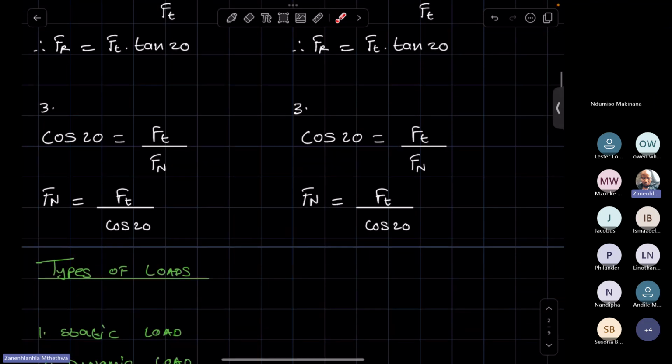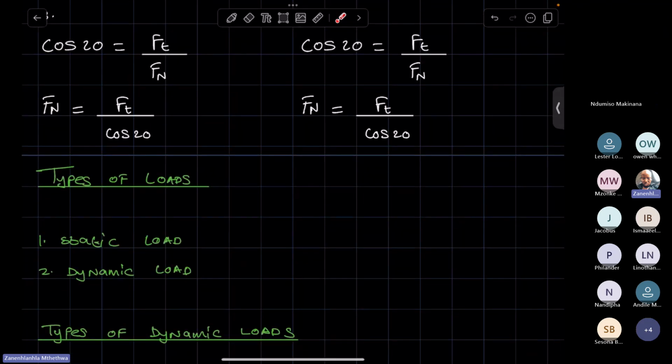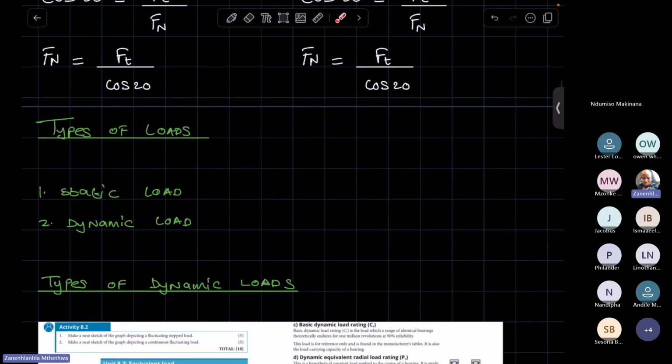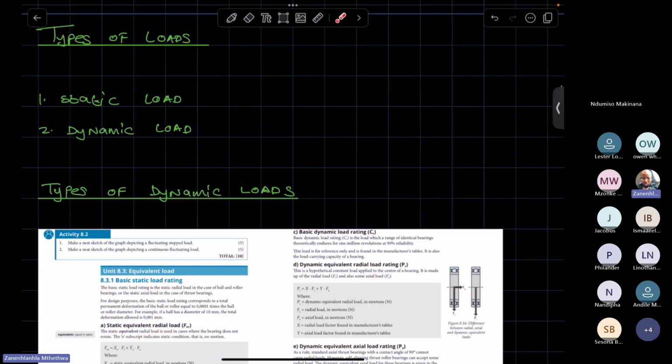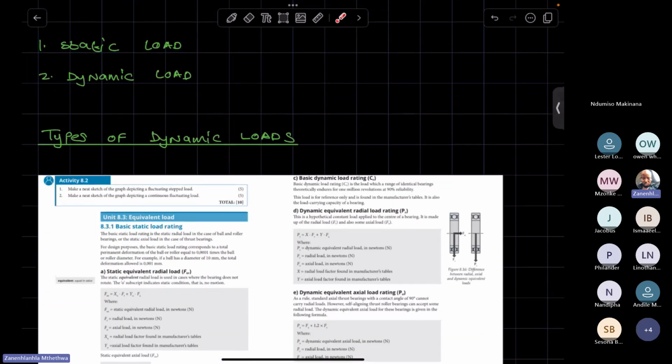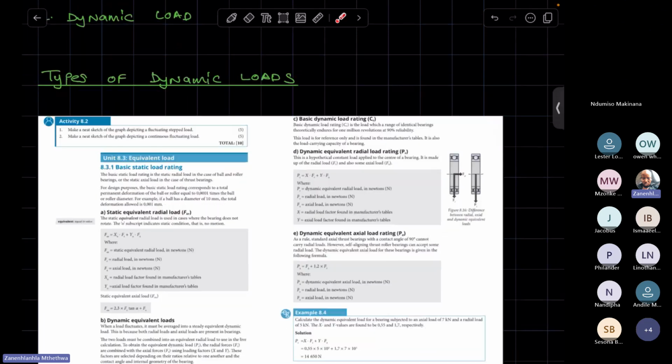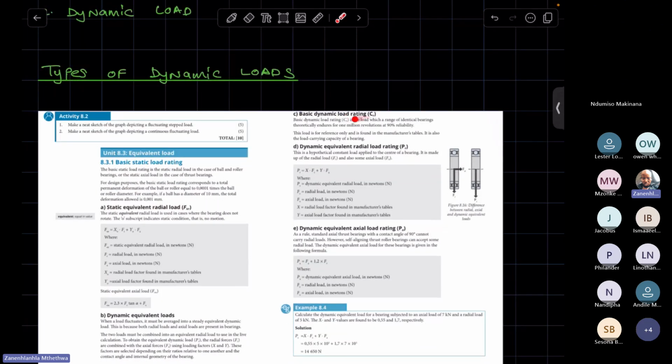Right. Now, types of loads we've already discussed. You get static loads as well as dynamic loads. Most of this theory you're going to have to read on your own, in your textbooks. Types of dynamic loads: you get static loads as well as dynamic loads, and then you get different types of dynamic loads. So you have the basic dynamic load rating. This you are going to read. It's not really that interesting. But you can read that basic dynamic load rating is denoted as CR.